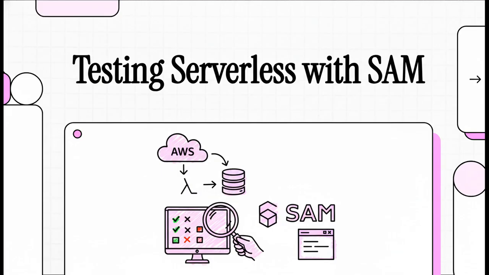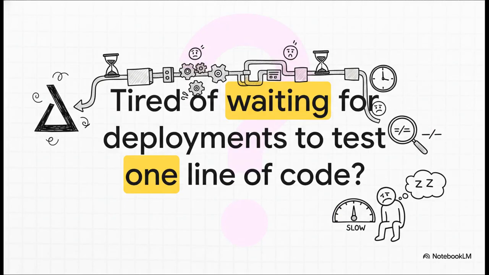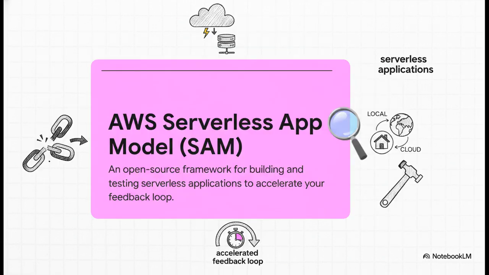Because, let's be real, if you've ever worked with serverless, you know the pain of that long wait. You know the drill, right? You change one tiny line of code in a Lambda function, and then you have to sit there and wait for the entire CI/CD pipeline to chug along just to see if it worked. That feedback loop is just so slow, it can absolutely crush your productivity. But what if you could just not do that? What if you could break that cycle?